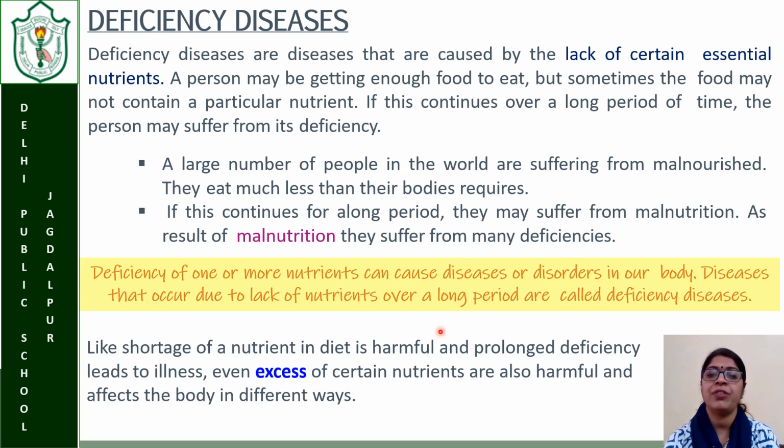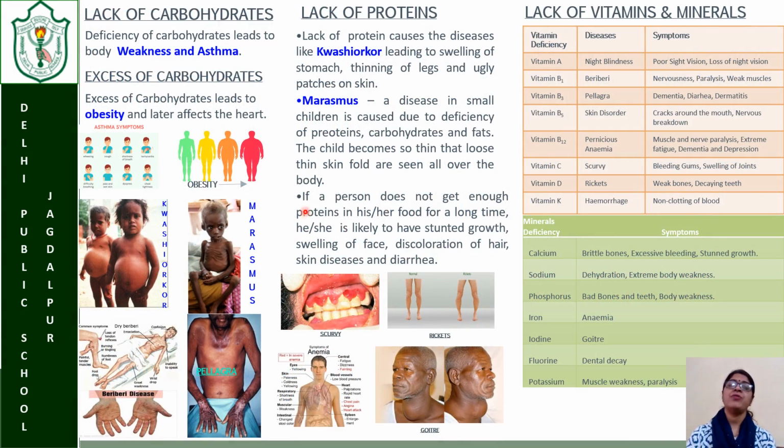I have given you the deficiency of this. You just note down. Deficiency of one or more nutrients can cause diseases or disorders in our body. Diseases that occur due to lack of nutrients over a long period of time are called deficiency diseases. Shortage of a nutrient in a diet is harmful, and prolonged deficiency leads to illness. Even excess is harmful. So deficiency is not only harmful, excess of the nutrient in the body is also harmful for the body system. I have just jotted down all the deficiency and excess of the nutrients in one place.